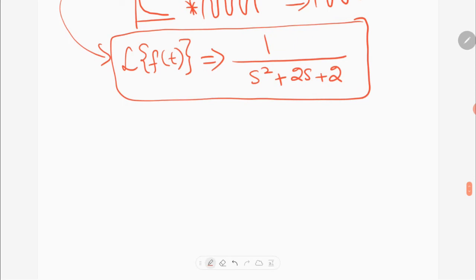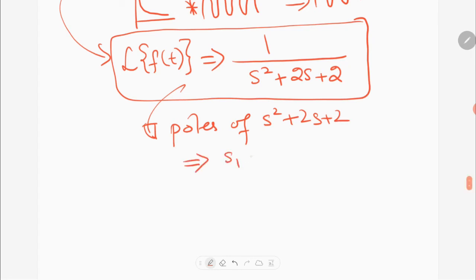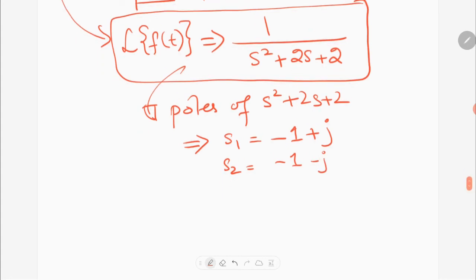Now if we have a look at the poles of this polynomial, which is s squared plus 2s plus 2, the poles would be s1. Because this is a quadratic equation, it will have 2 poles, and you will have to use the quadratic formula to solve this equation. When you do that, you will see that it is minus 1 plus j, and the other pole would be s2, and that will be minus 1 minus j, right?